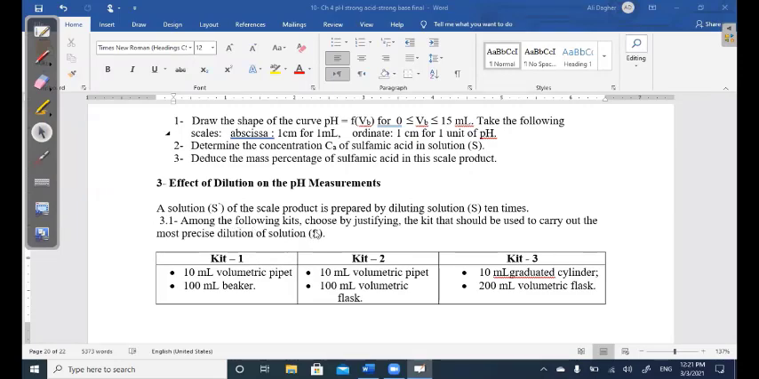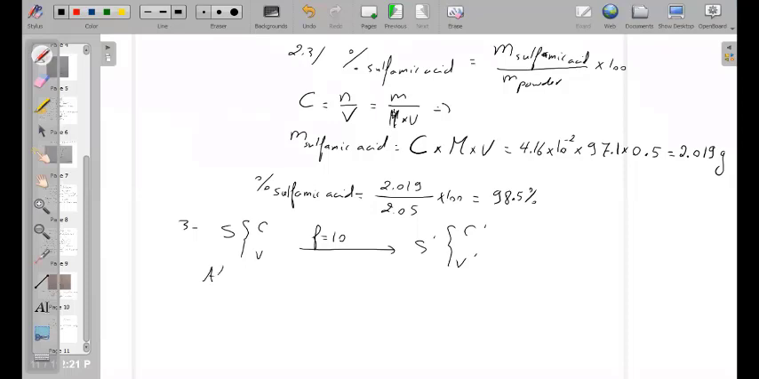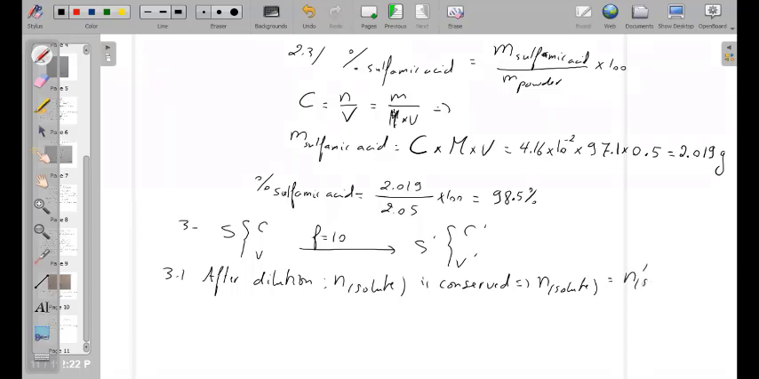3.1, among the following kits, choose by justifying the kit that should be used to carry out the most precise dilution of solution S. We know that we have dilution, then after dilution the solute is conserved, then n solute equals n' solute, then CV equals C'V'.